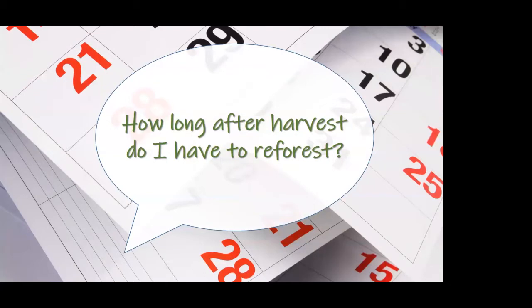So how long after a harvest do I have to reforest? The reforestation compliance clock starts running when the harvest operation is completed, or 12 months after felling begins, whichever comes first. Once that clock starts, landowners have 12 months to start reforestation tasks such as site preparation and ordering seedlings, 24 months to complete planting, and 6 years to establish an adequately stocked, free-to-grow stand that is healthy, above competing vegetation, and well-distributed across the area.